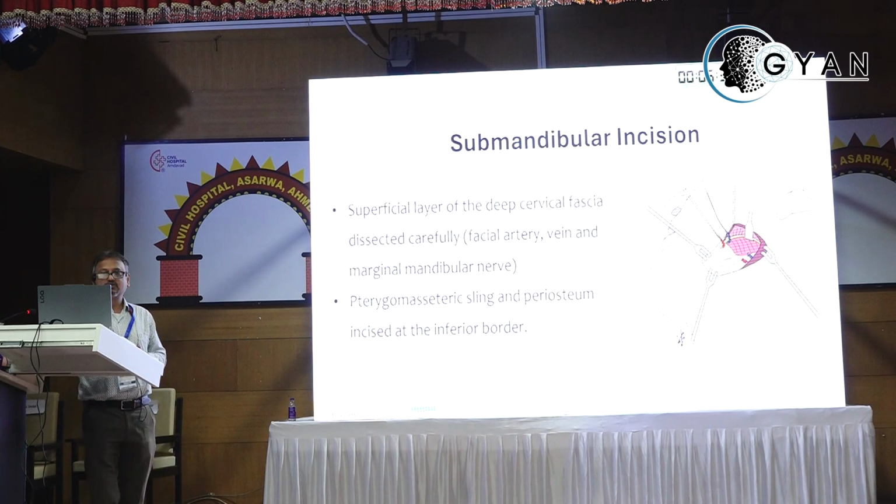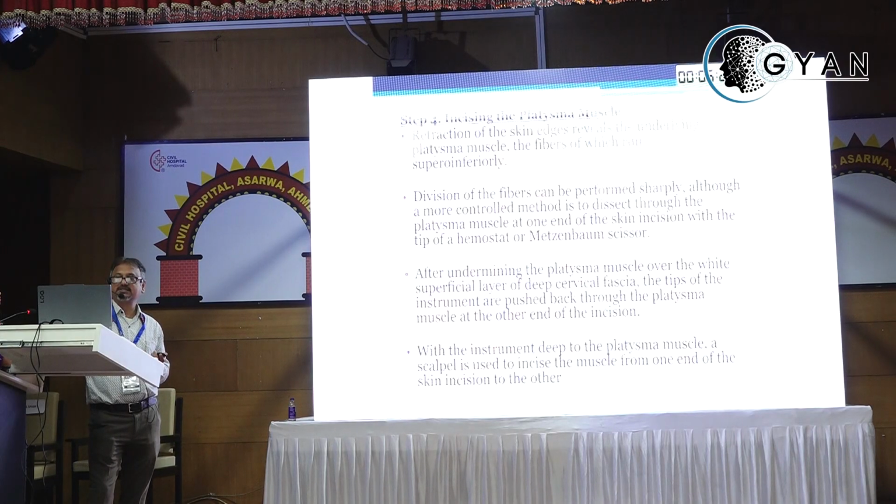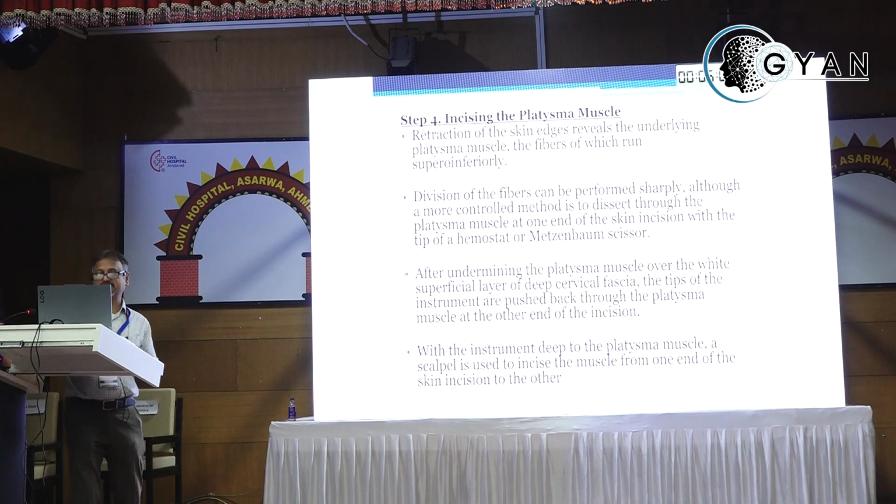The incision goes through the superficial layer towards the deep cervical fascia, where you get the facial artery and vein, the marginal mandibular nerve, and then the pterygomasseteric sling and periosteum at the lower border. So this is the incision through the skin and subcutaneous tissue to the level of the platysma muscle. Once you reach the platysma, you can see the fibers. Once you are deep to the subcutaneous tissue, you can see the direction of the fibers, which is almost vertical. That is where your platysma lies.